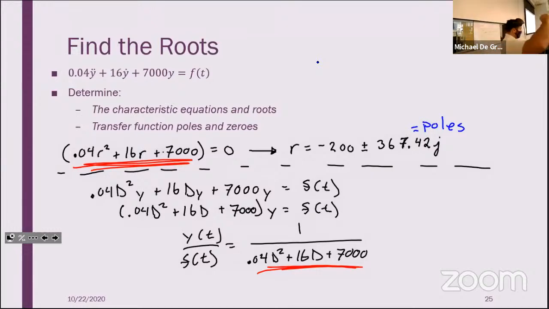We don't have any zeros here, right? Why? Well, we didn't talk about it, but zeros only happen if we have something that looks maybe like this in the numerator. In our case right now, we had something like a D plus 2 in the numerator, then we would have a zero. We don't have any roots in the numerator. We don't have any zeros.